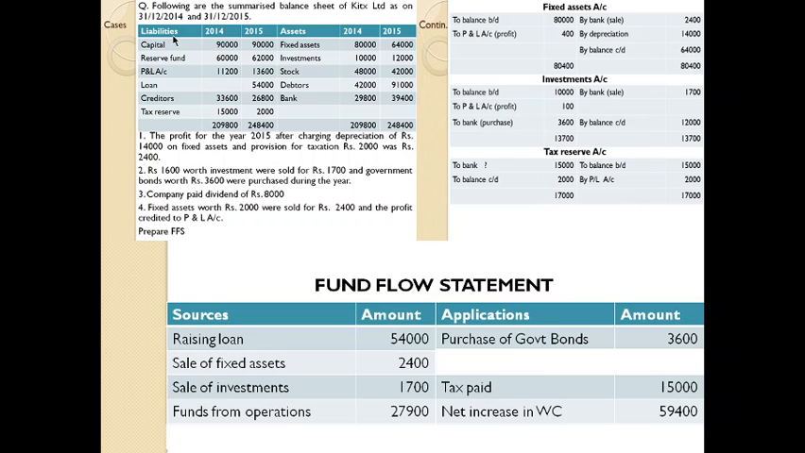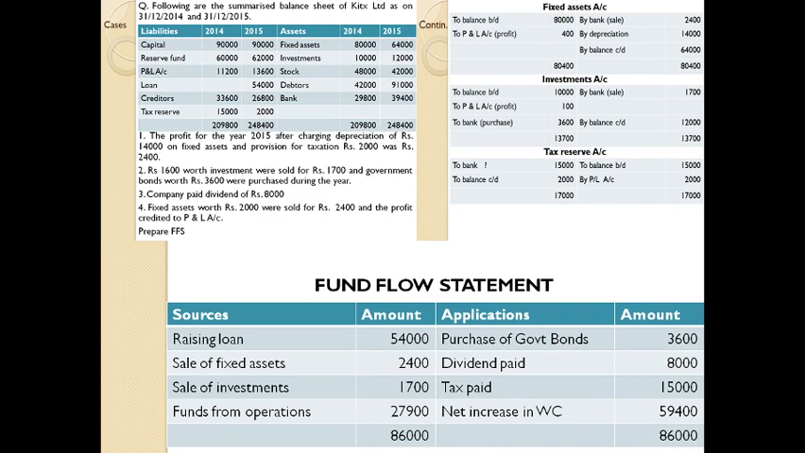Before that, let us go through the balance sheet. Share capital, no difference. Reserve is already taken. P&L is already taken. Loan: in the beginning, there was no amount, and by the end, there was 54,000. So the loan raised during the year is a source. So raising loan 54,000, and there are no other items. Next, and the final one, dividend paid 8,000 has to be shown accordingly. If you take the total of these two sides, you will get the same amount.